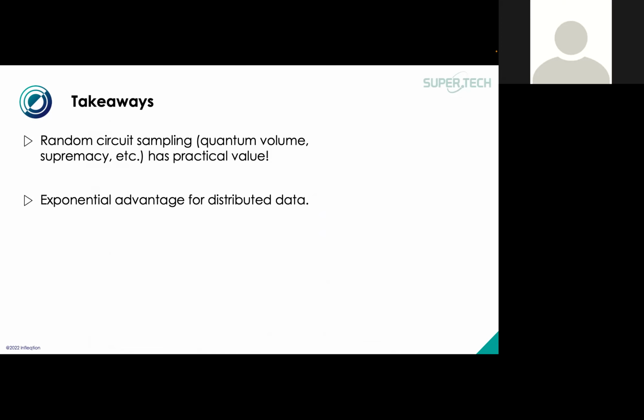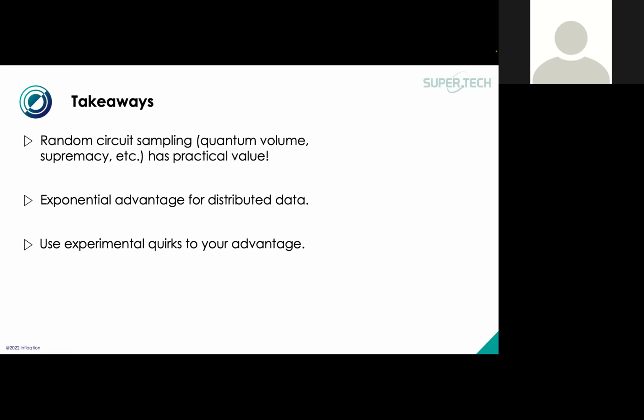What is the application? It's up to exponential advantage for distributed data for a very generic task. For many applications, hashing is the right way to go. But anytime you're in an adversarial setting or a security constrained setting, this is the way that it should be done.